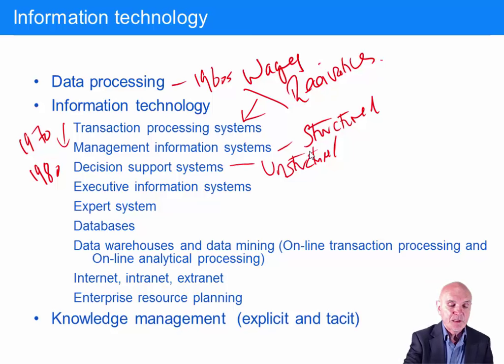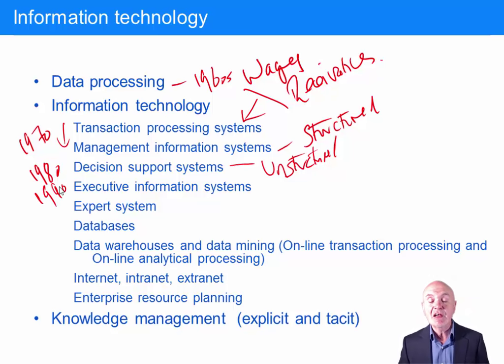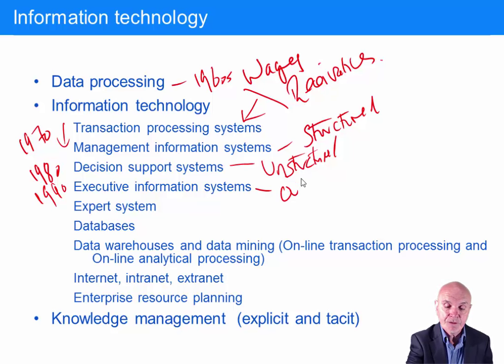Executive support systems really first began being talked about, I suppose, in the 1990s. It means what it says: giving support to executives. The particular characteristics of these was a lot of access to outside information, a lot of use of estimates.